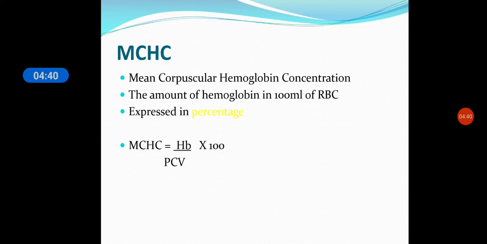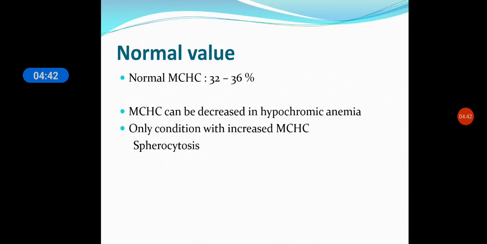Okay, now what is the normal MCHC? Ranging between 32 to 36 percent. So MCHC is usually decreased in hypochromic anemia, as we know earlier. That is, in case of iron deficiency anemia, you know that MCV is reduced, MCH is reduced, and MCHC also is reduced. Certain conditions where MCHC is increased is spherocytosis.